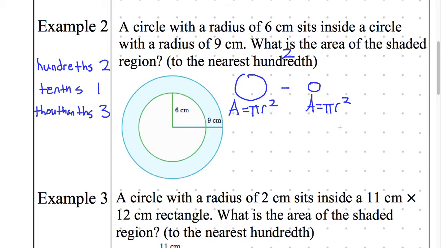Anna, go for it. This one is 6, and the second one is 9. Pi 6 squared like this minus pi times 9 squared like that. All right, what do we think, class? Yeah, thumbs up, thumbs down.